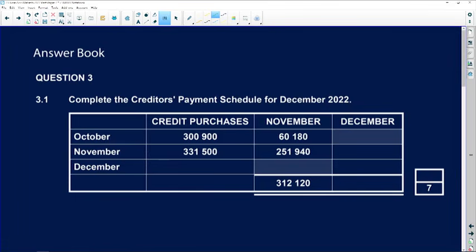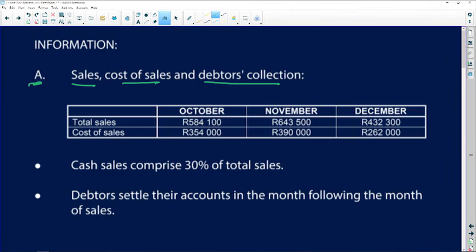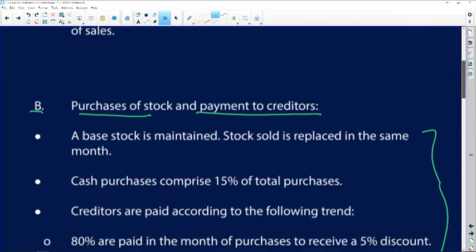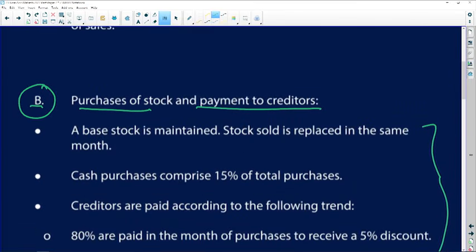Okay, so the first question, quite a straightforward question to begin with, complete the creditors' payment schedule for the month of December 2022. Right, so from the table I can see they're giving me credit purchases for October, November, not for December. And as you can see, it has been partially filled in, but I've got to fill in the rest. Okay, right, so let's now go to our information, and this is where it's important for you to know which info I need to look at. So obviously, for payments to creditors, I'm referring to information B.